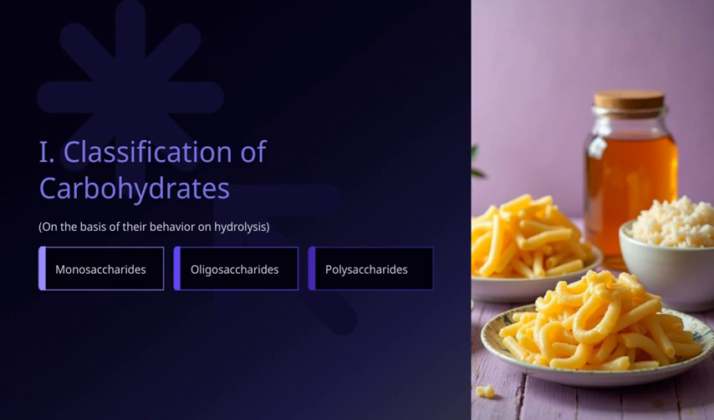Larger structures like polysaccharides break down into oligosaccharides, which in turn break down into monosaccharides. Understanding this breakdown process is crucial because it helps us grasp how our body digests and utilizes carbohydrates, fitting into the bigger picture of nutrition and metabolism.